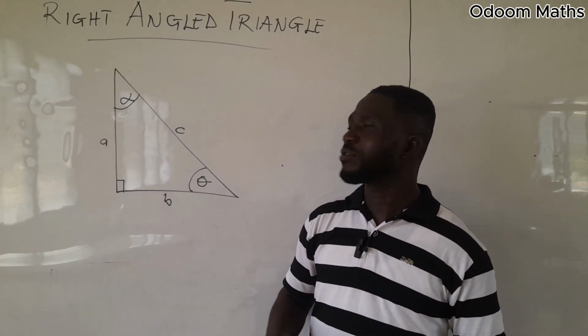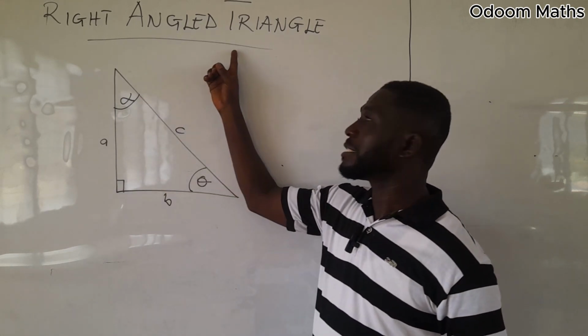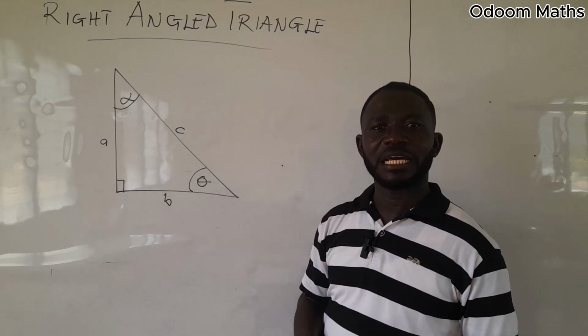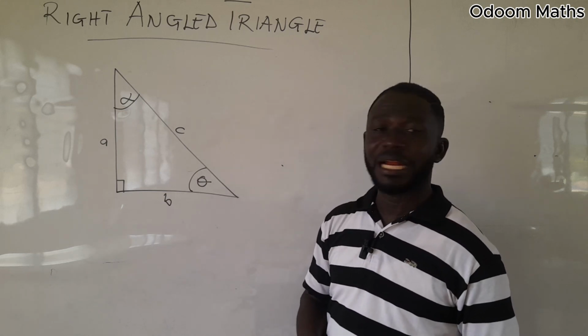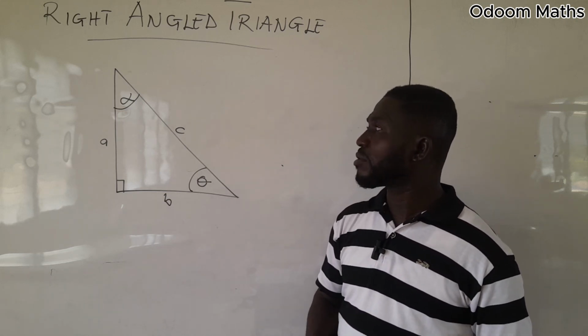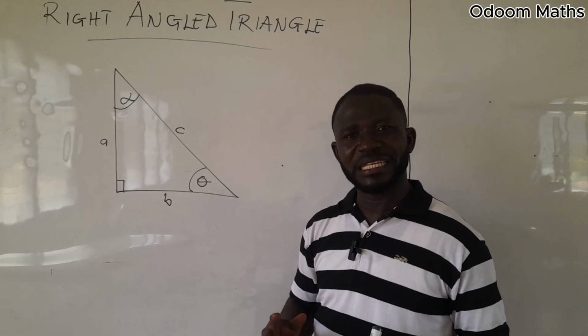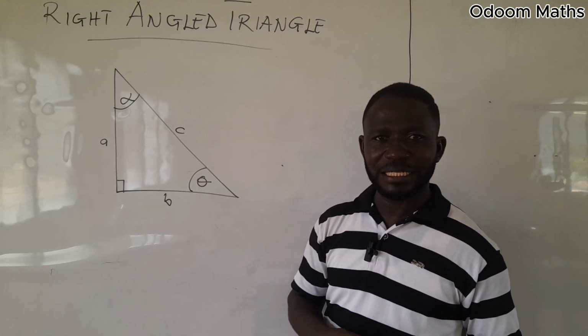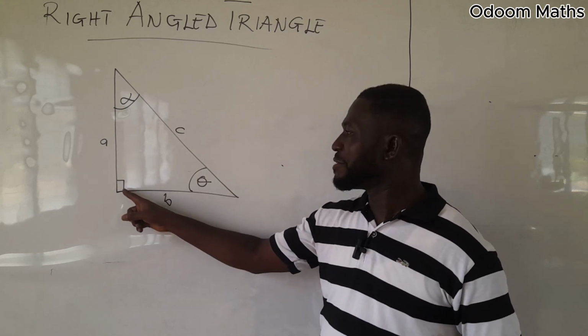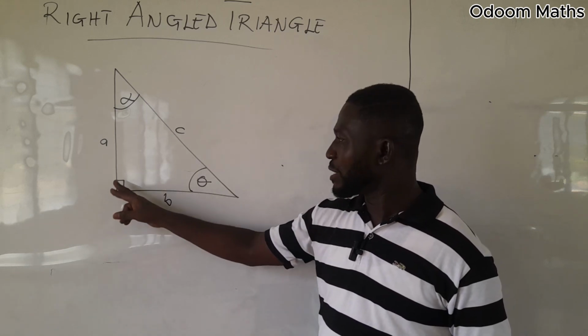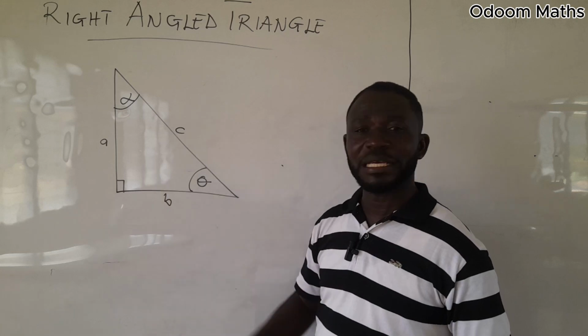Okay, today I want us to look at the right-angled triangle and trigonometry. Now, what is a right-angled triangle? The only thing that makes a triangle a right-angled triangle is the 90 degrees symbol. Since this contains the 90 degrees, it means this is a right-angled triangle.